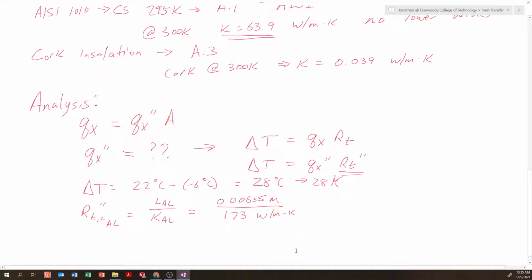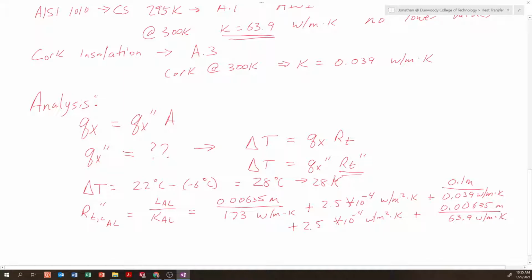And actually, I'll just make this a total. So I'm going to add in now that contact resistance, 2.5 times 10 to the negative 4 watts per meter squared Kelvin, plus the resistance of our cork, which was 0.1 meters over 0.039 watts per meter Kelvin, plus another thermal resistance from the contact, and then our steel, 0.0635 meters over, what were we with that, 63.9 watts per meter Kelvin.